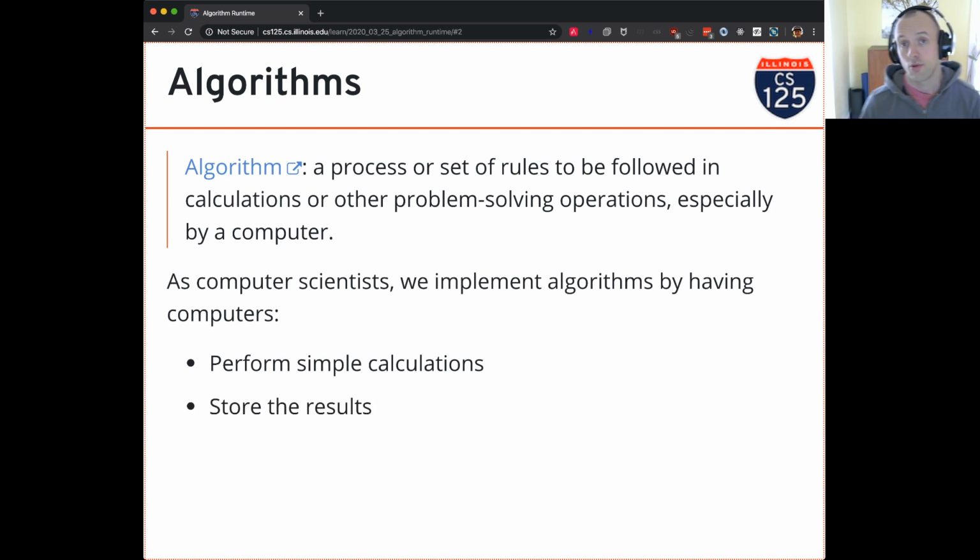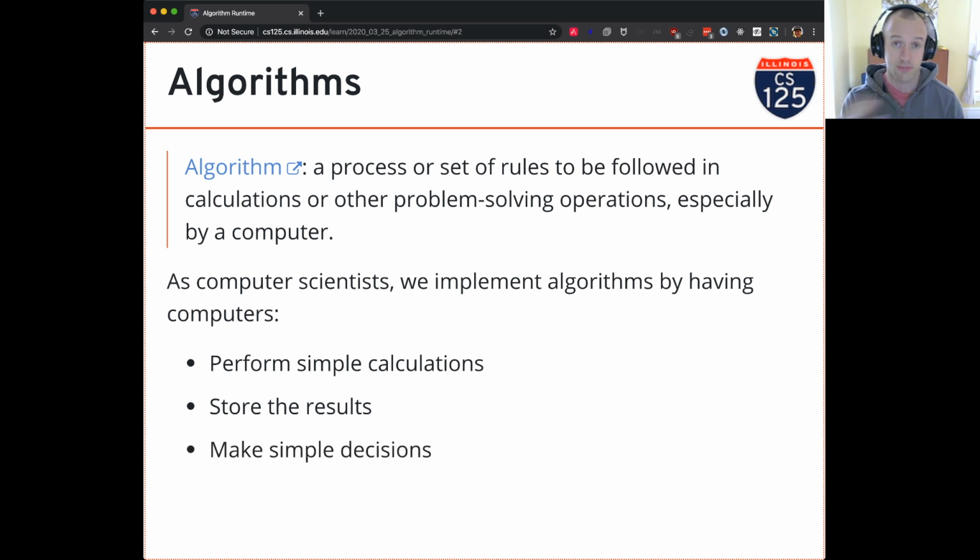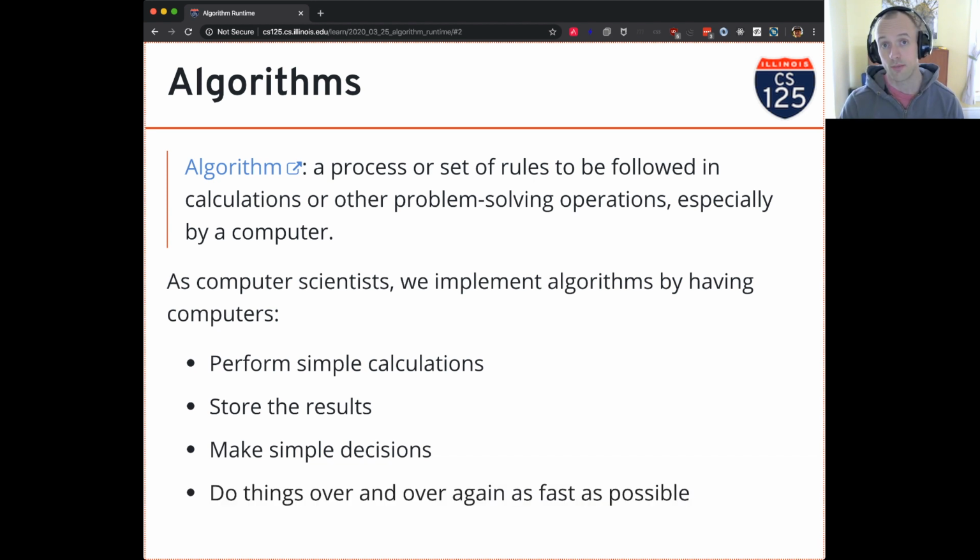So in order to implement an algorithm on a computer, we utilize its capabilities to perform simple calculations like math, save results into variables, make simple decisions about what to do using conditional statements, and repeat these steps multiple times using things like loops. And so we'll see in a minute when we go back and redo GCD how each one of these comes into the picture.